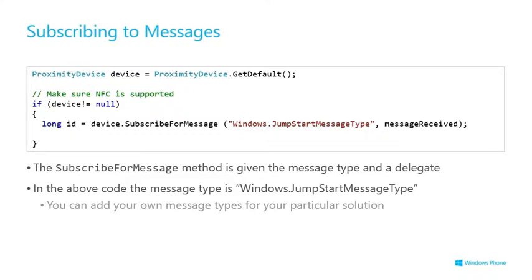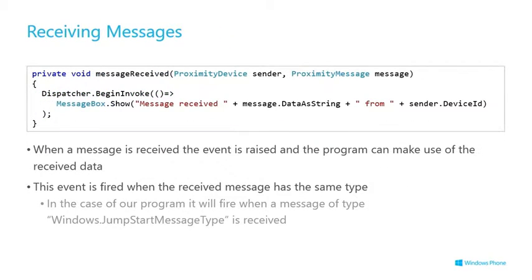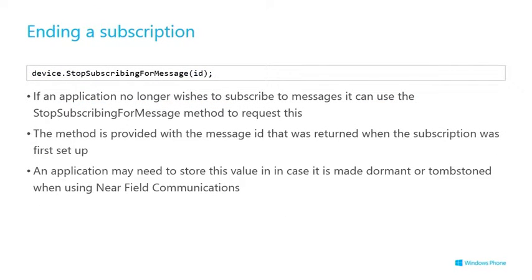On the receiving side, you'll need to subscribe for message, and obviously it needs to be the same message type. Again, you'll get an ID back, and you need to give it the delegate to a method that will handle that message when it comes in. In this case, the method is called message received, and it looks like this. Here we're simply putting up a message box to say we've received a message, and it came from a sender with this particular device ID. When you don't want to receive those messages anymore, you call stop subscribing for message. So it's a mirror image of what you do on the publishing side.